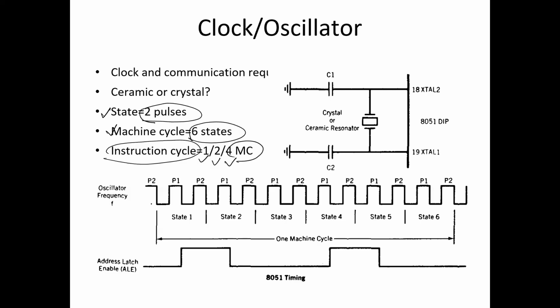Like that, two pulses create one state, six states create one machine cycle. Sometimes one machine cycle, two machine cycles, or four machine cycles create one instruction cycle.